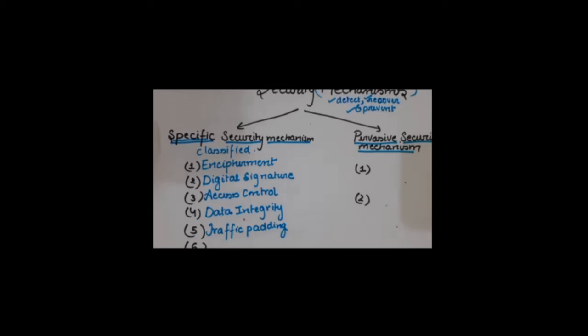All we are doing by traffic padding is trying to frustrate, trying to confuse people who are sitting in the network to analyze the traffic. That is called traffic padding, and that is another specific security mechanism. There are different mechanisms for traffic padding which are very specific to different OSI or different protocol layers.